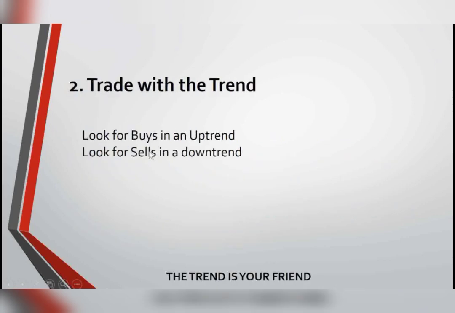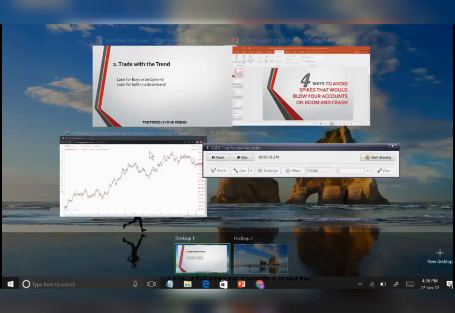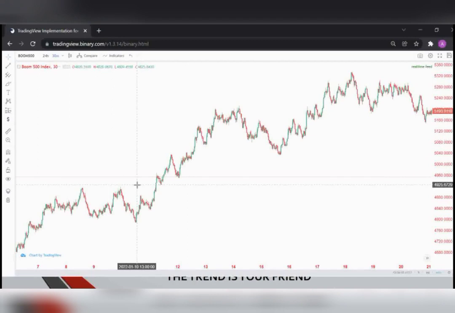So the next point is to trade with the trend. You need to look for buying opportunities in an uptrend, and look for selling opportunities in a downtrend. Do not forget, the trend is your friend. Now I'm going to show you this example on a chart.